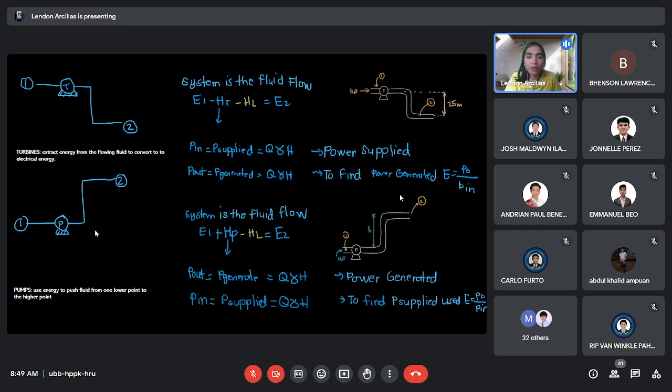So, let's discuss first ano yung parang anong effect ng pagkakaroon ng turbines and pumps dun sa ating formula.